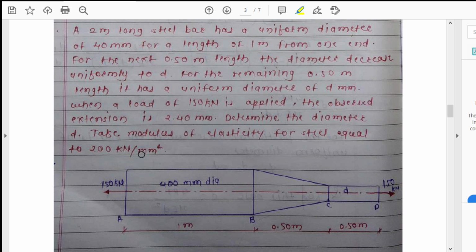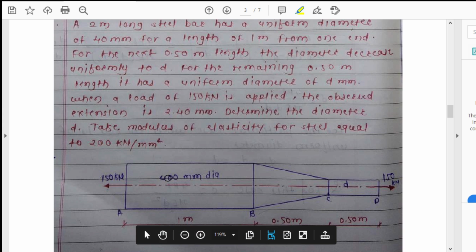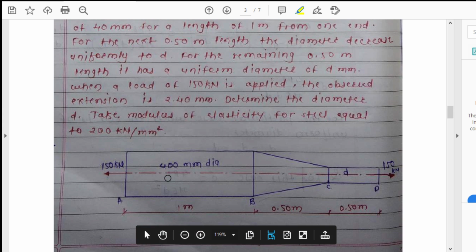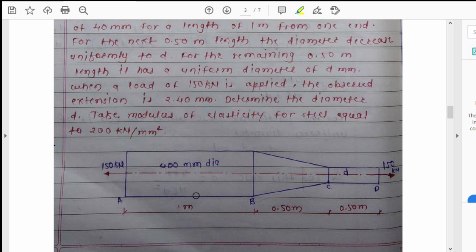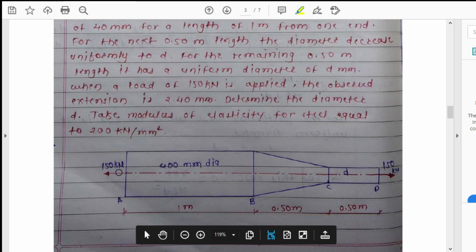That means 2 into 10 raised to 5 newtons per mm square. Now here they have given that this rod has a total length of 2 meters. That means this part has 1 meter length, and this whole part has 1 meter length, and again it is divided into 0.5 and 0.5 meters.